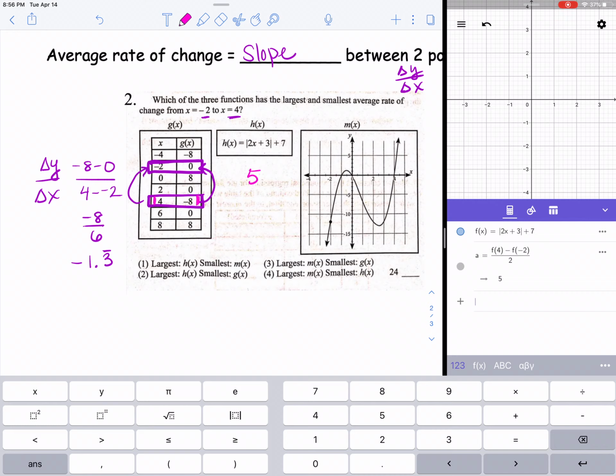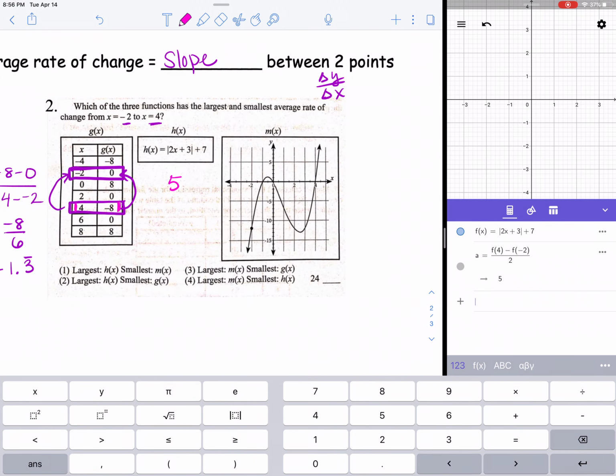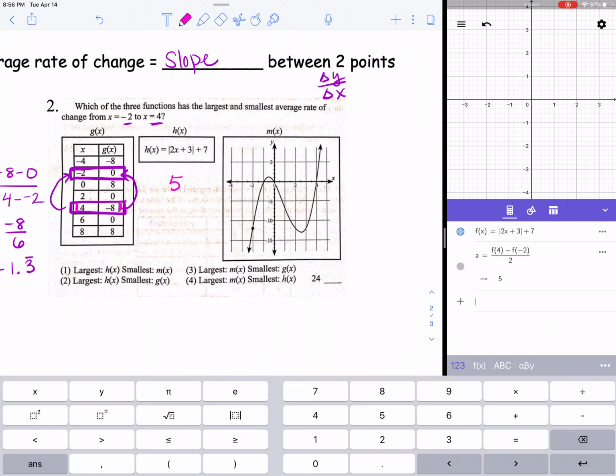Okay, then the third one, again, is going to be like the table, except you have to find the points. Okay, when x is -2 right here, I see that this is the point, and that gives us an output of -12. So it's the point -2, -12 that we're going to use. And when the input is 4, it's that point right there, 4, 0.